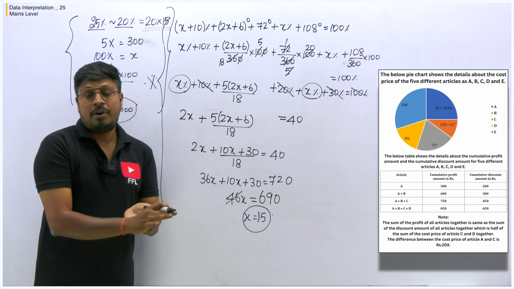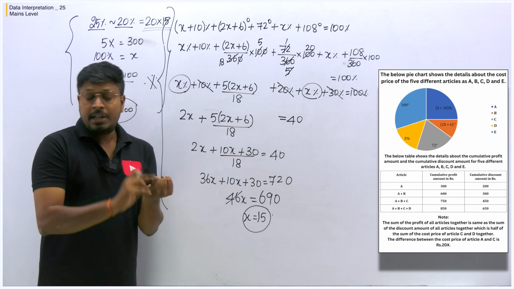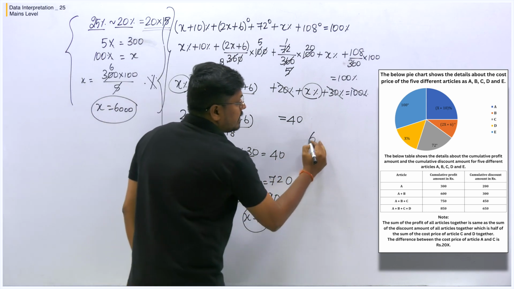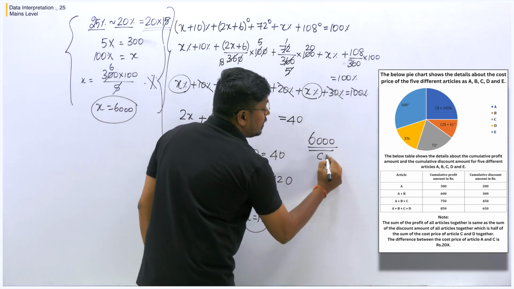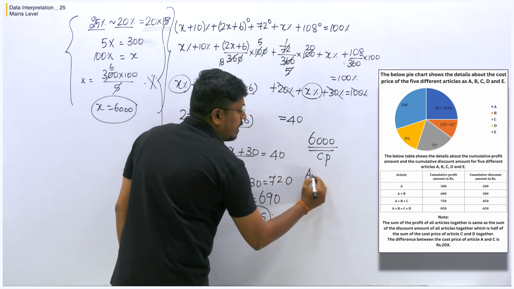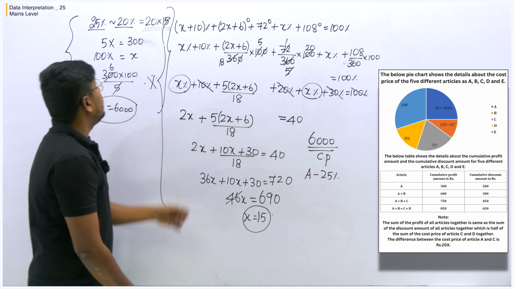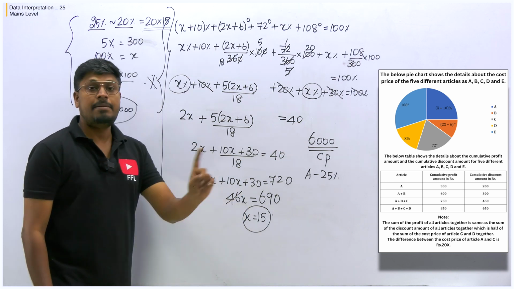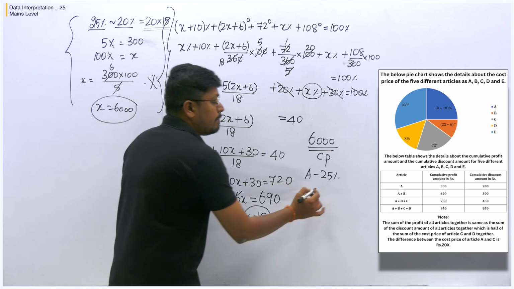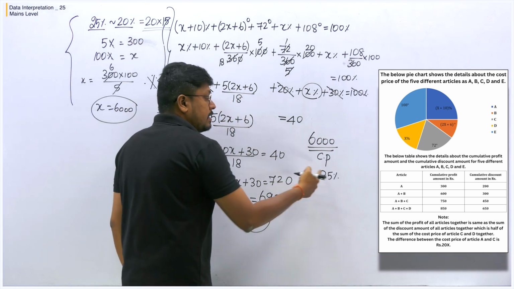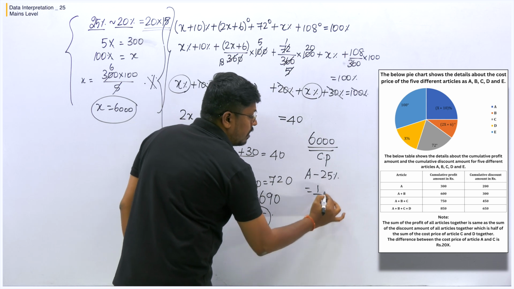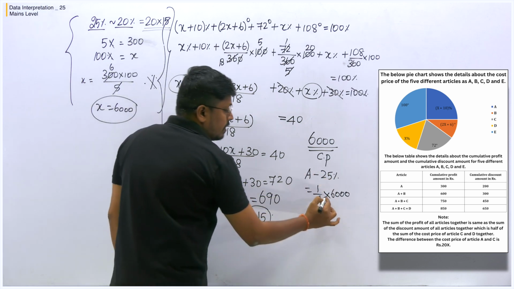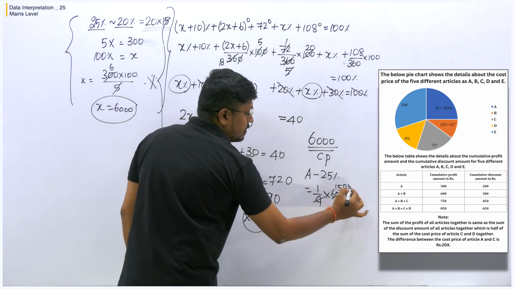So initially we found all the pie chart values, right? Now finding the cost price of each article is easy. Why? Because we have the total: 6000 is the total cost price of all the 5 articles, right? And what about article A? Article A will be 25 percentage, because according to the chart, x plus 10 percentage is the cost price. So x is 15, and 15 plus 10 will be 25. So 25 percentage will be the cost price of the first article A. Out of how much? 6000. So 1 by 4 into 6000, because 25 percentage is 25 by 100, which is 1 by 4. So this can be written as 1500.